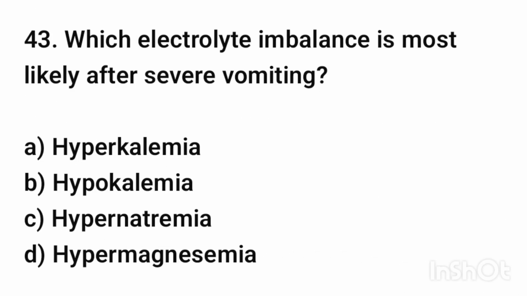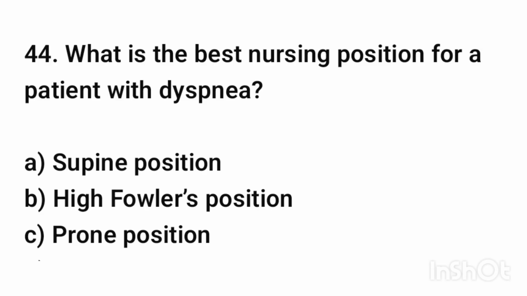Question number 43. Which electrolyte imbalance is most likely after severe vomiting? The correct answer is option B, hypokalemia. Question number 44. What is the best nursing position for a patient with dyspnea? The correct answer is option B, high Fowler's position.